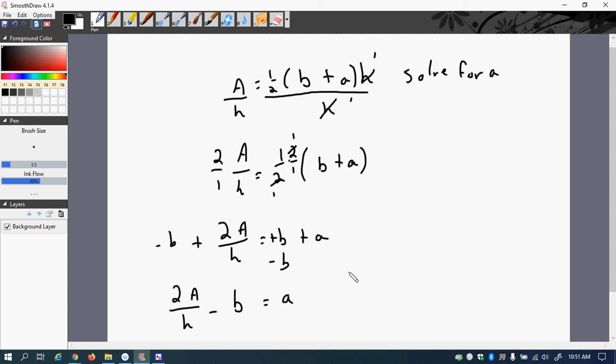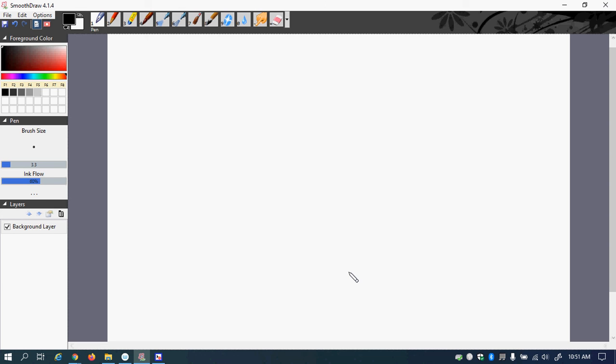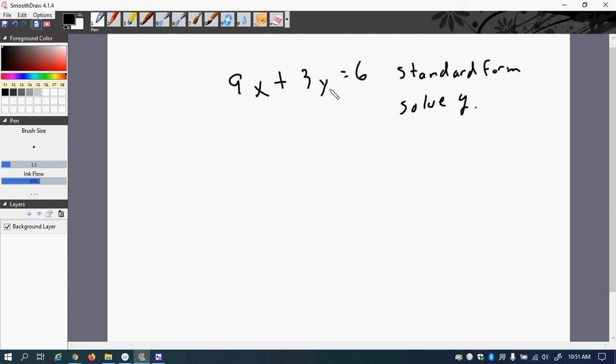Let's do one more, which is pretty crucial to what we will be doing down the road. And that is this equation: 9x plus 3y is equal to 6. This is called the standard form of a linear equation. So let's say I'm solving for y. I'm going to solve for the y.